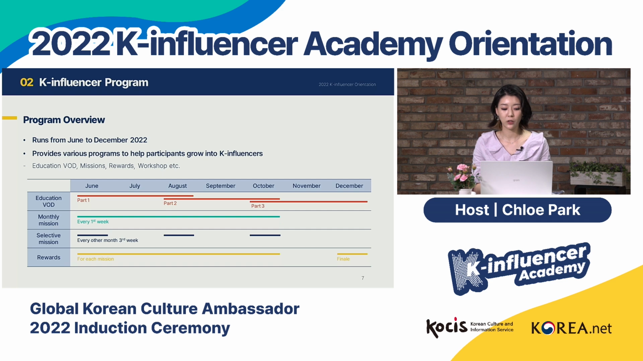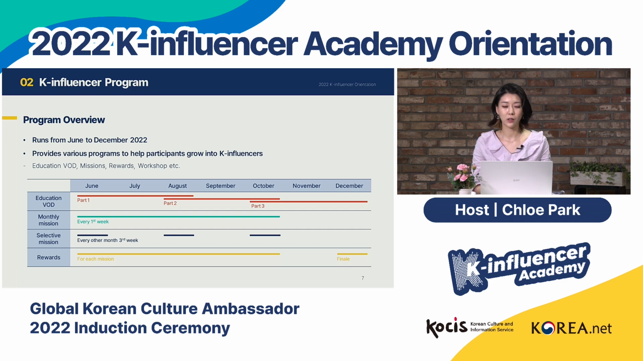Starting in the 3rd week of June, there will be the first selective mission, the second selective mission will be released in August, and the third in the 3rd week of October. So in total, there will be 10 missions, including 7 monthly missions for June through December, and also 3 selective missions for June, August, and October. So even if you miss one of the missions, don't be worried, because there are 10 missions you can complete.